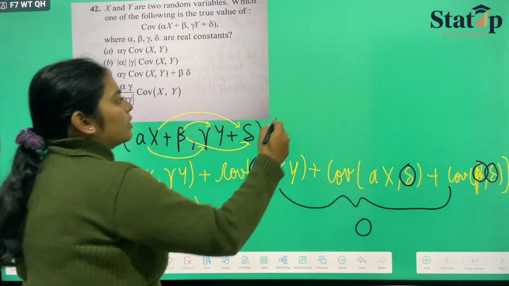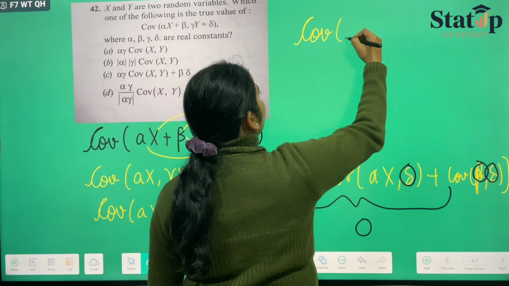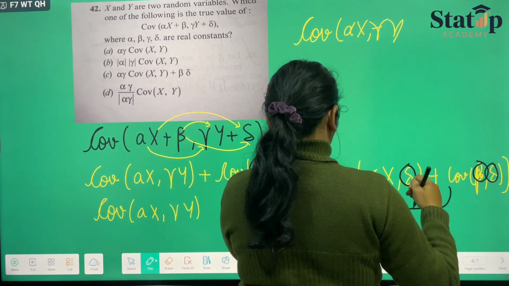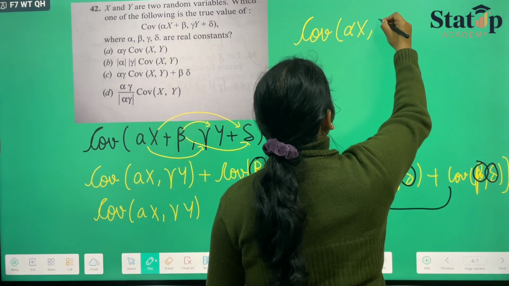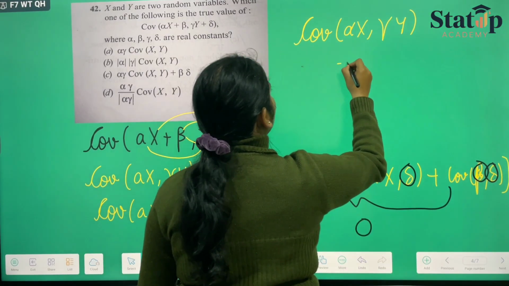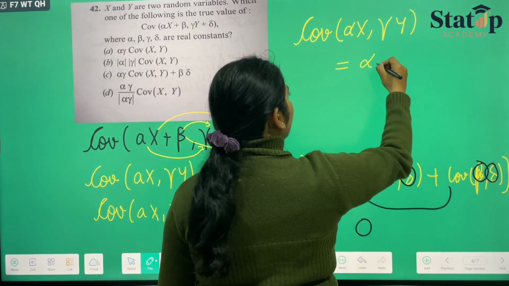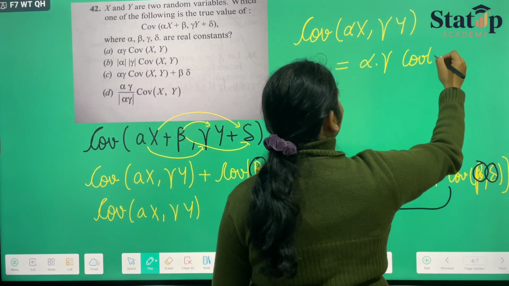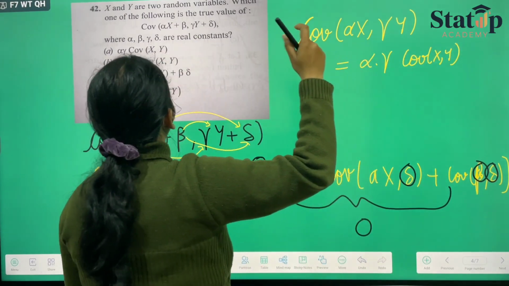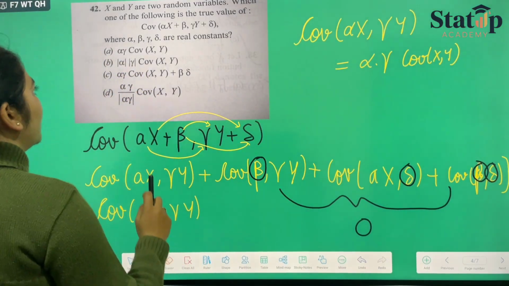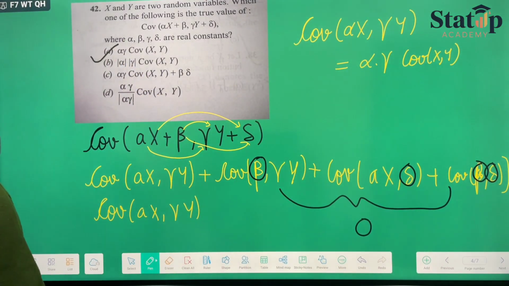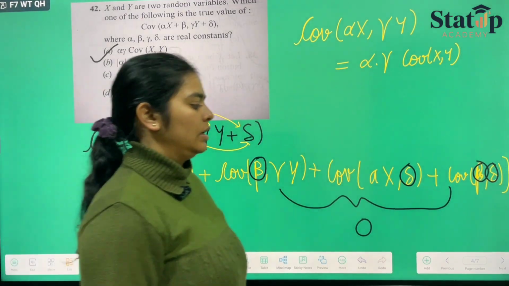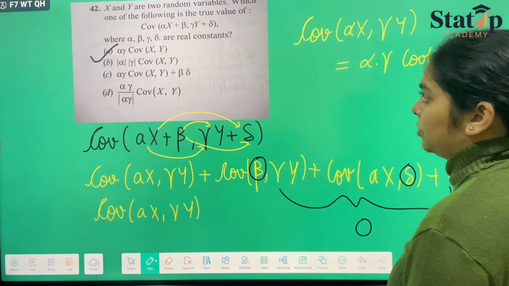This can be written as covariance of alpha x, gamma y, which is nothing but we can take the constants outside, alpha gamma, and we are left with covariance between x and y. So this is our final answer, which is also a rule, and hence our option number A is correct. This also you should mug up. It is also a rule and they have asked us directly. You don't need to calculate all of this in the examination.